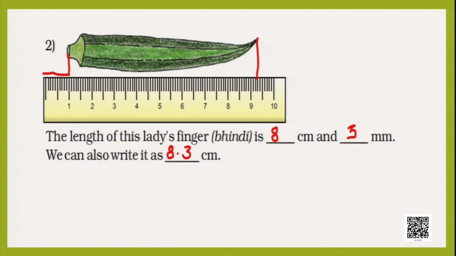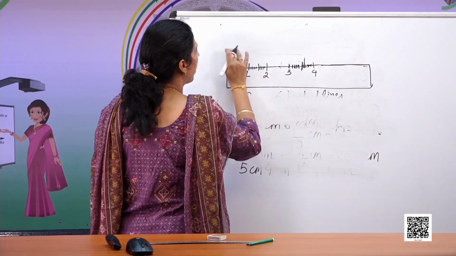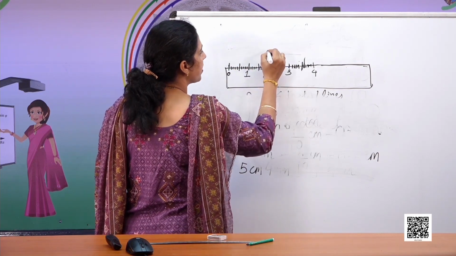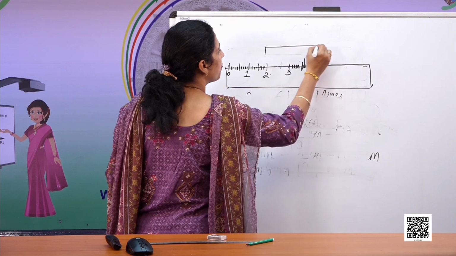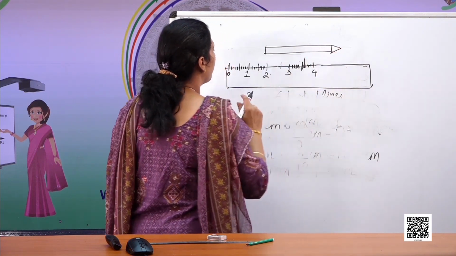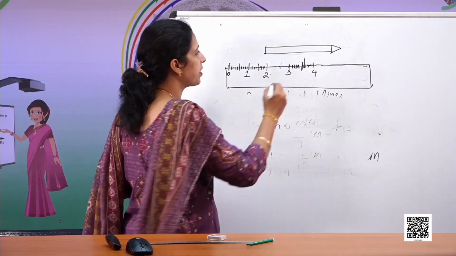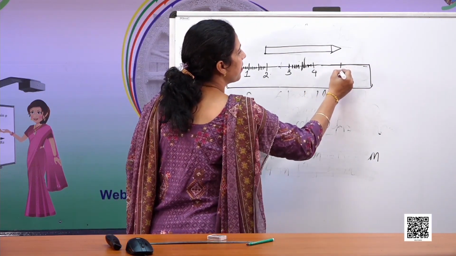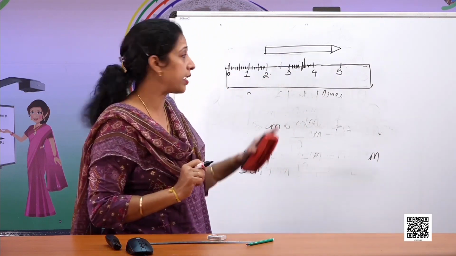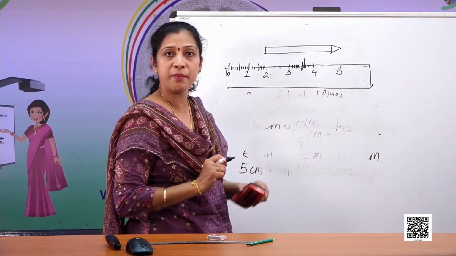Now let's see this pencil. Now I'm going to keep something which is starting from, let's say, 2 centimeter. Let's say I'm going to take a pencil which is starting from 2 centimeter. Because we are starting from 2 centimeter, this is, let's say, 5 centimeter. So am I going to tell that the length of the pencil is 5 centimeter?